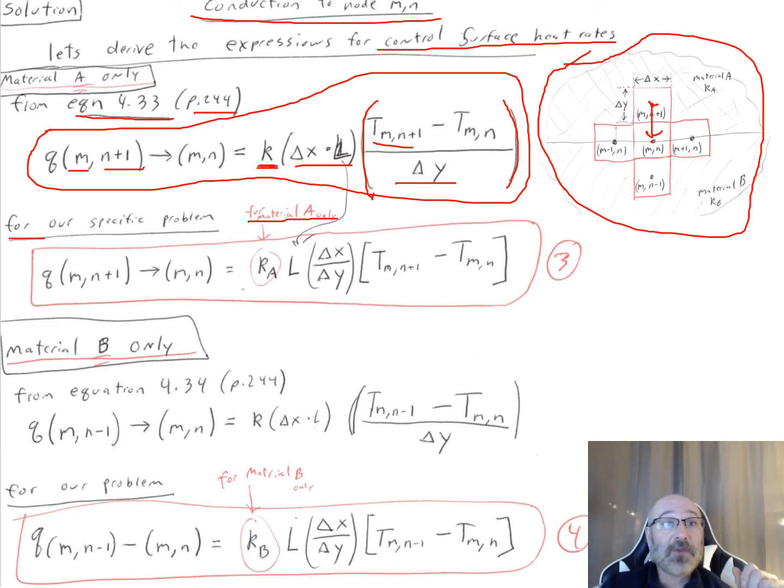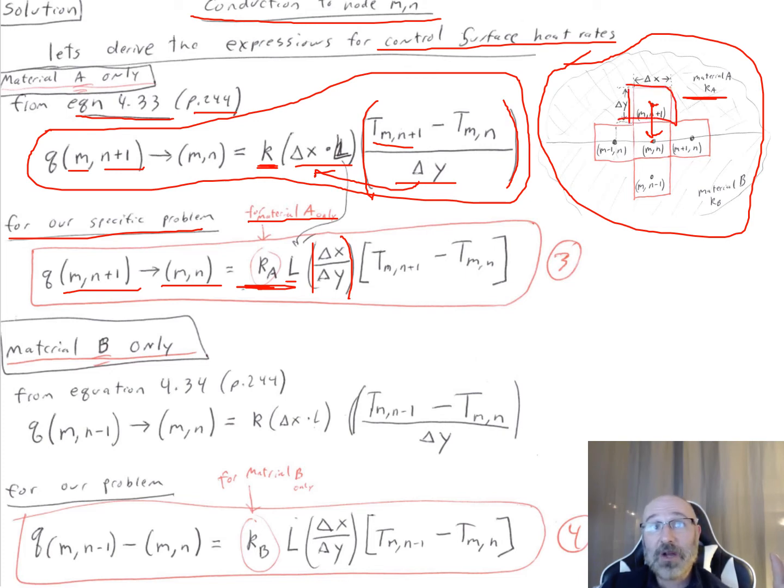So for our specific problem, we can plug that in. We have our heat for the node M comma N plus 1 going to our center node M,N. This is equal to, now we can plug in our values, our thermal conductivity for material A, times the length, which is given in the problem statement as well, times, now we can move this delta Y out and pull it out front. This is delta X over delta Y, which would be the distance between those nodes in our X and Y direction, or the shape of this square, times our temperature difference between those two nodes.